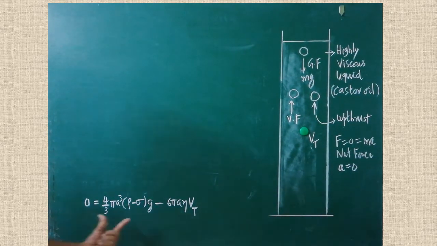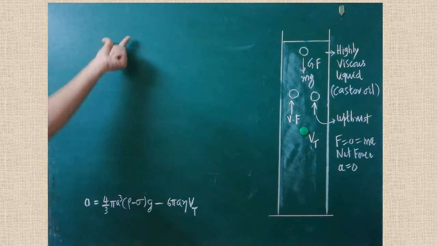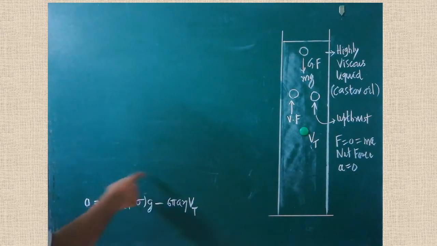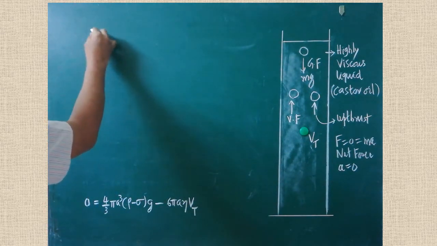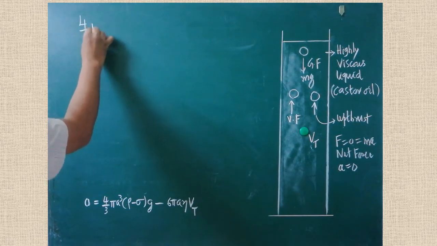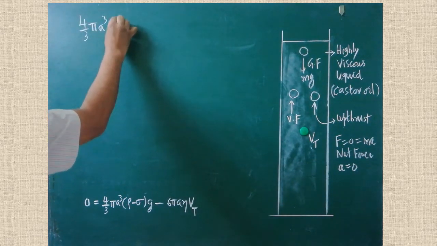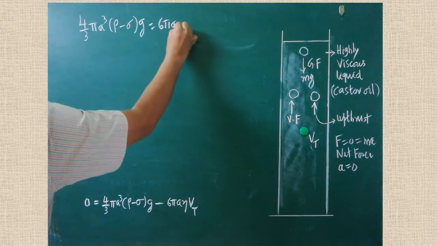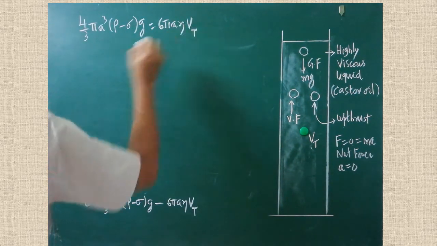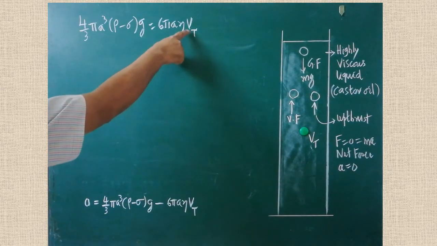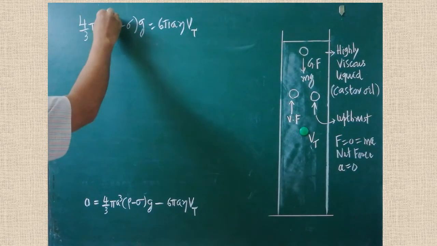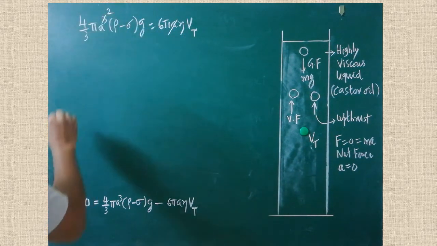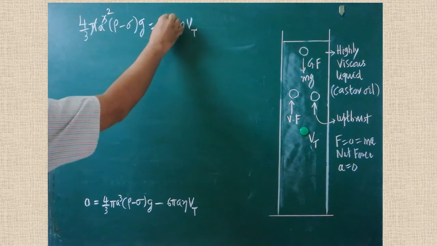Here this is the final step. Now I am going to write the same thing here. Here in the LHS part 0 is there. Now this equation can be split. How can it be split? Look at that. 4 by 3 pi a cube (rho minus sigma) g is equal to 6 pi a eta vt. In that format we can write. Our aim is to get the expression for terminal velocity. Here one a can be cancelled, this one could be written as a square, pi and pi can be cancelled.